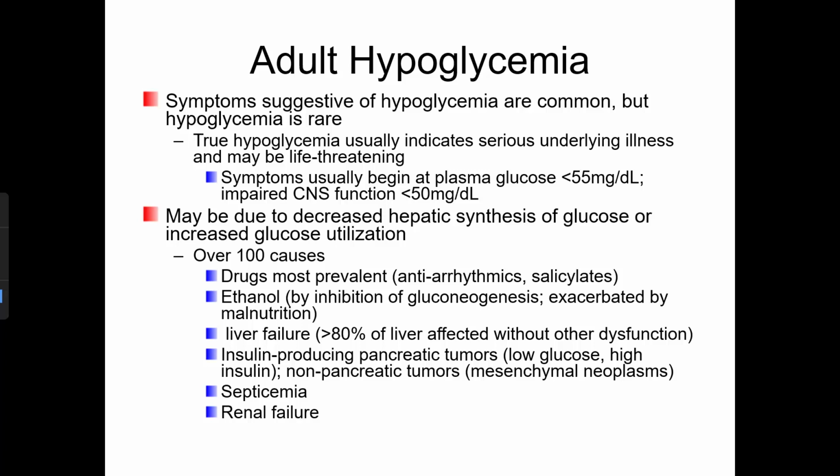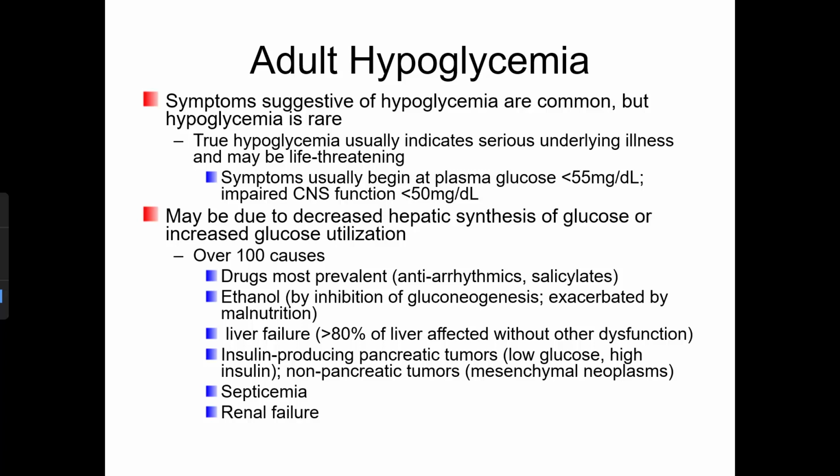Adult hypoglycemia. Symptoms suggestive of hypoglycemia are common, but hypoglycemia is rare. So true hypoglycemia usually indicates serious underlying illness and may be life-threatening. Symptoms usually begin at the plasma glucose less than 55 mg per deciliter, with impaired CNS function less than 50 mg per deciliter. It may be due to decreased hepatic synthesis of glucose or increased glucose utilization.